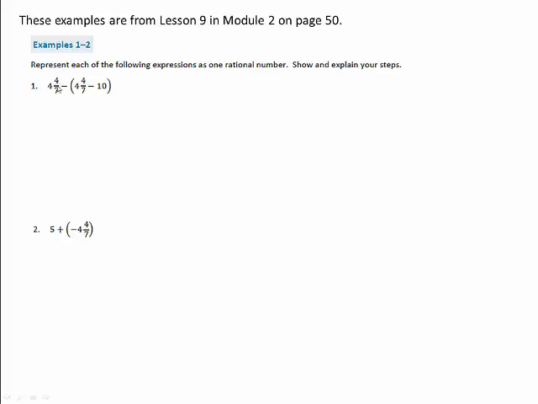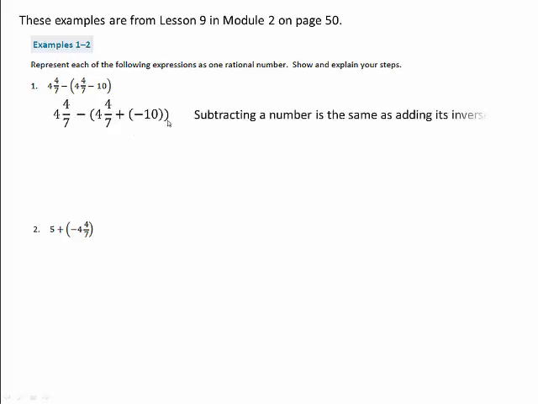Here we have 4 4/7 minus 10. First thing we're going to do is rewrite this as a sum instead of a difference. So we've rewritten 4 4/7 minus 10 as 4 4/7 plus the opposite of 10. So subtracting a number is the same as adding its inverse or opposite.